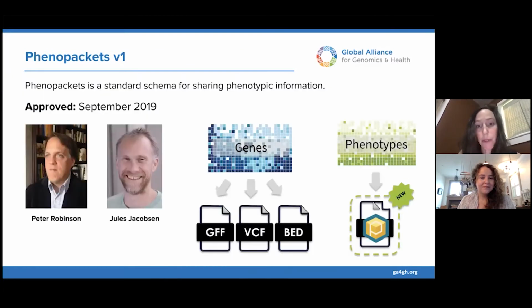So Phenopackets V1 is led by Peter Robinson and Jules Jacobson. So as we think about the number of different kinds of ways that we standardize and exchange information about genetic information, we have no shortage of them. Phenopackets really aims to do the same for phenotype data.